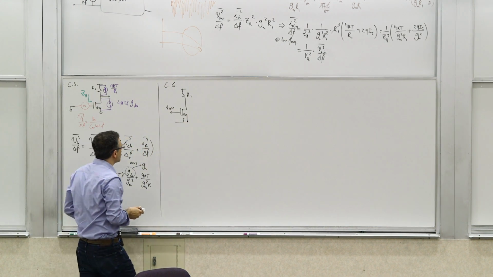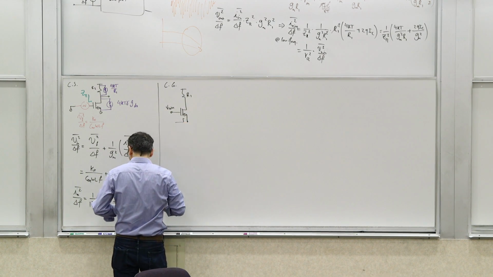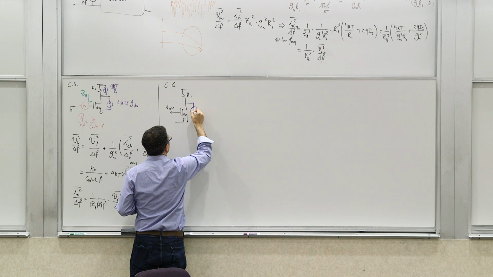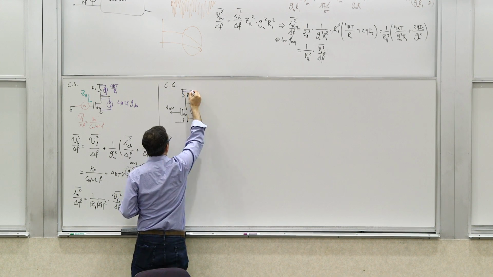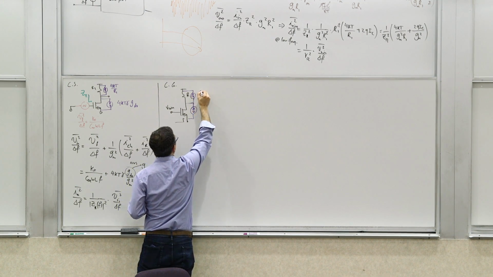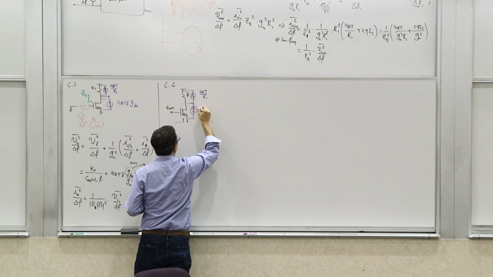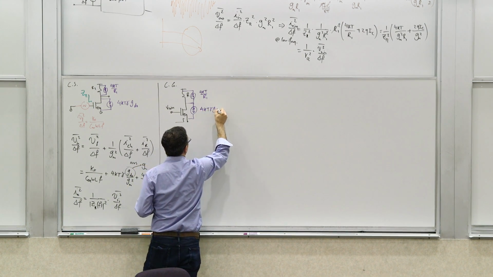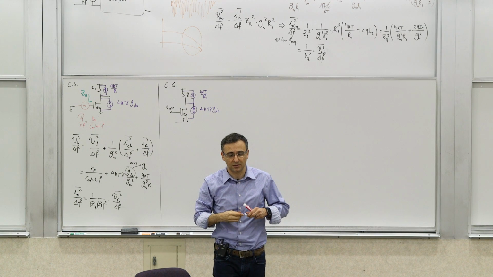And what are the noise sources? Let's even forget about the flicker noise for a second and look at the basic channel noise and the resistor thermal noise. This is 4kT over R1, and this is 4kT gamma GD0. These are the current power spectra.